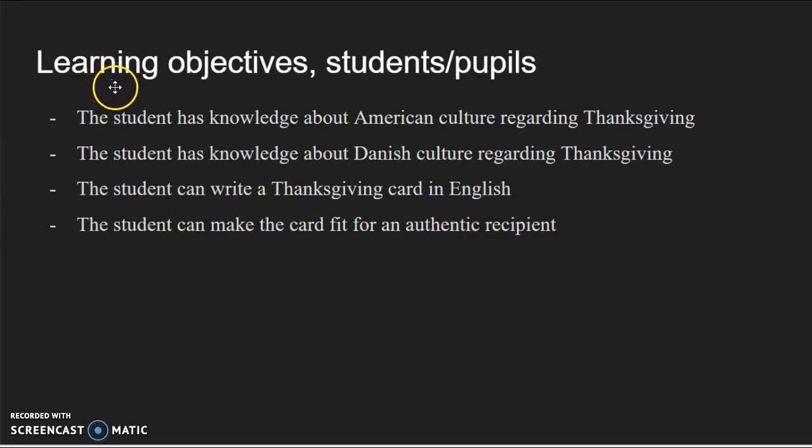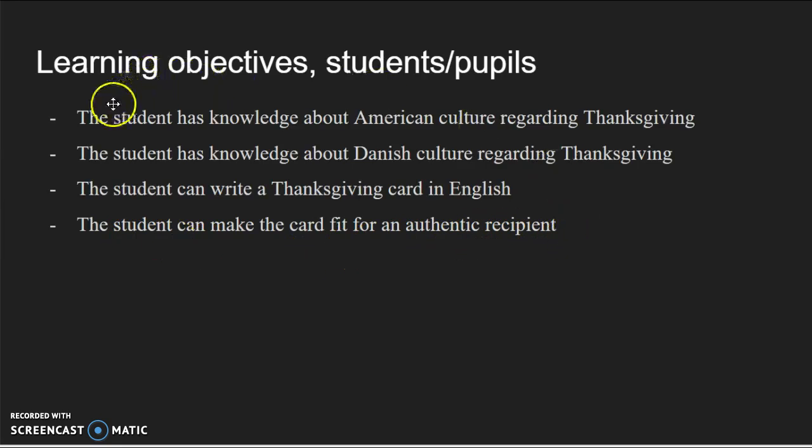Learning objectives in relation to students. The student has knowledge about American culture regarding Thanksgiving. The student has knowledge about Danish culture regarding Thanksgiving. The student can write a Thanksgiving card in English, and the student can make the card fit for an authentic recipient.